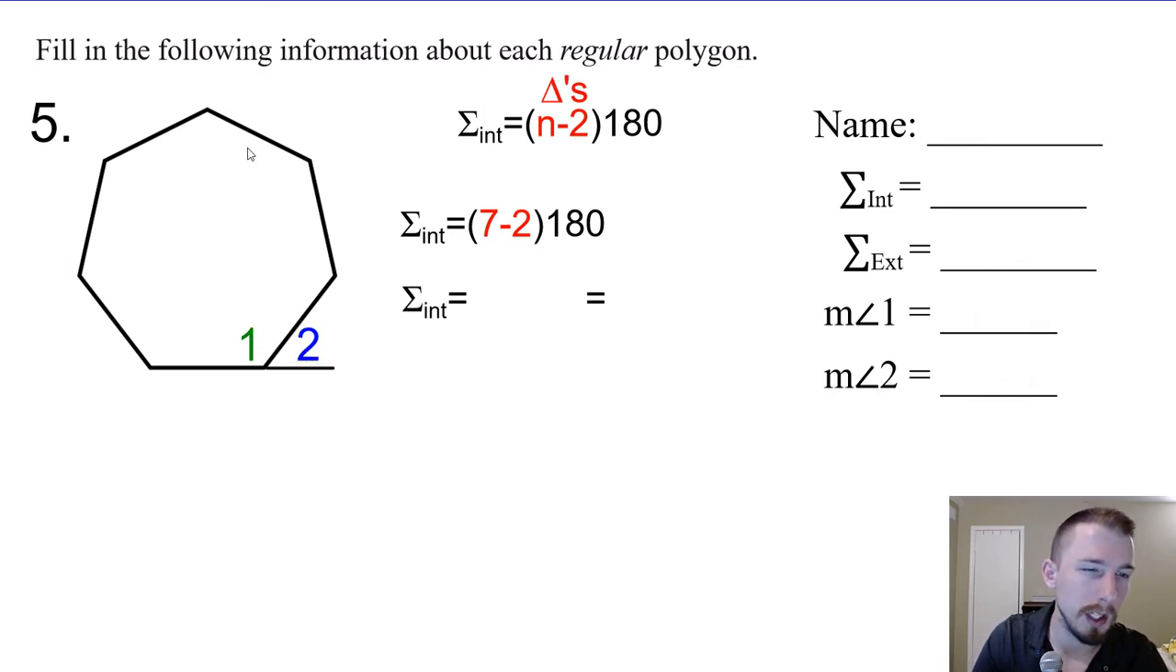So on this one, we need to count the sides. 1, 2, 3, 4, 5, 6, 7. All right, so that's a heptagon or septagon. Either one works just fine. Hepta is the Greek, septa, like September, is in Latin. We used to base our calendar off of the Roman calendar, which started in March.